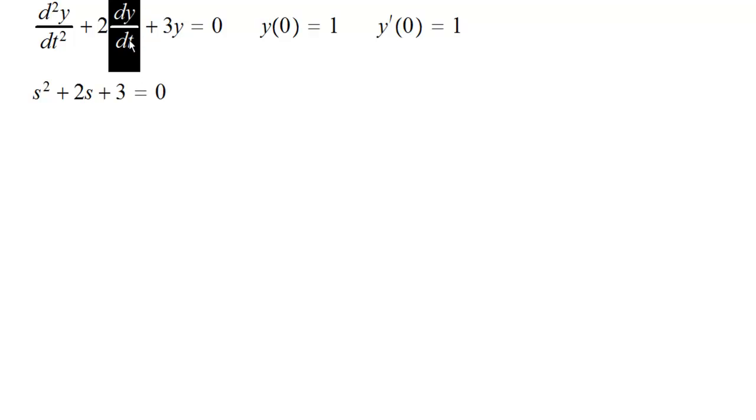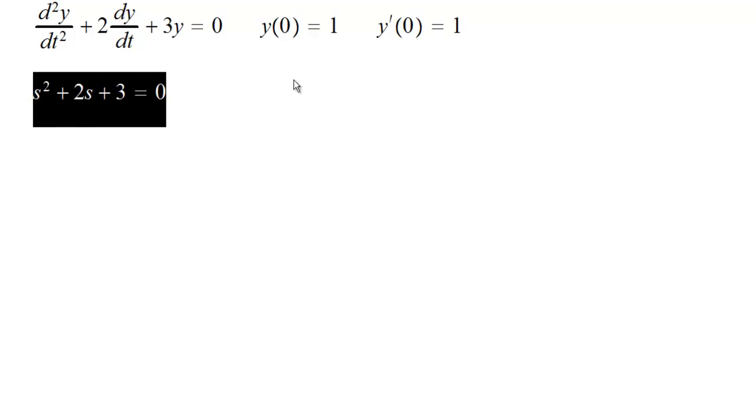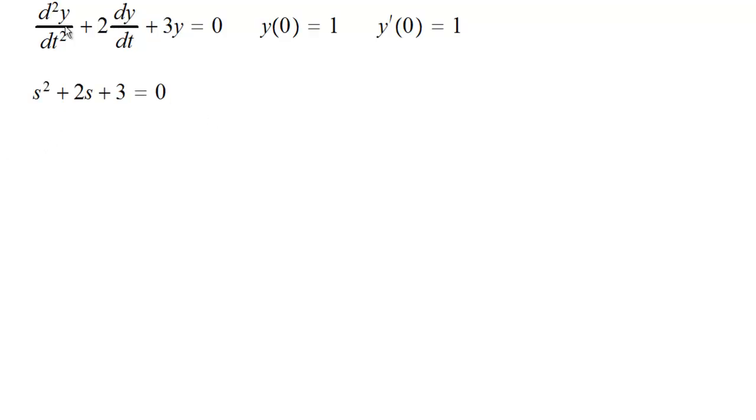Just by taking dy/dt as s, and this as s squared. But you know that is not a square. If you refer to our discussion in which we derived this method, you will see what we mean with that. But anyway, this is the way we set up our auxiliary equation. Here we put s squared, then 2 times s, then plus 3, and that equals 0.